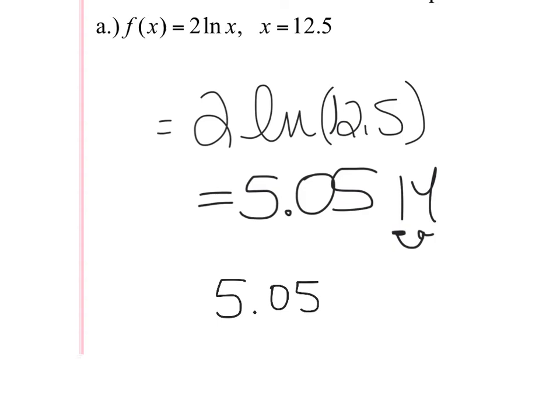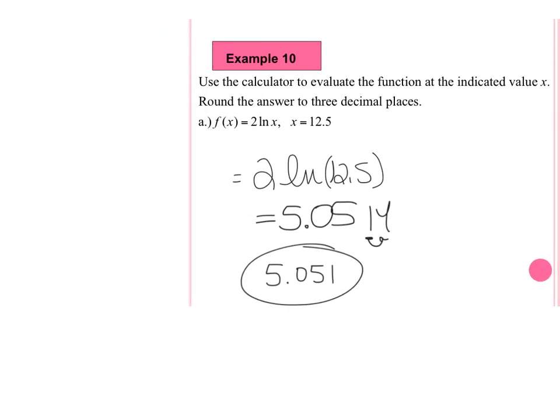So 5.051. You will have at least 2 questions on your quiz that say evaluate. If you don't have a calculator, or you don't know how to use it, you will get a 0. You have to have a scientific calculator, not a graphing one.